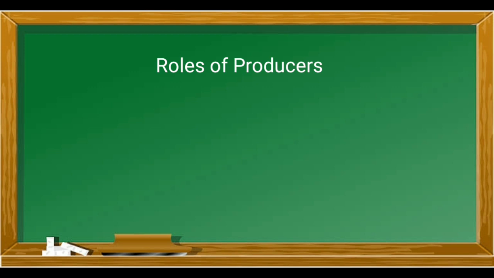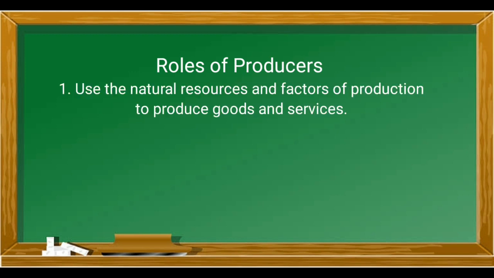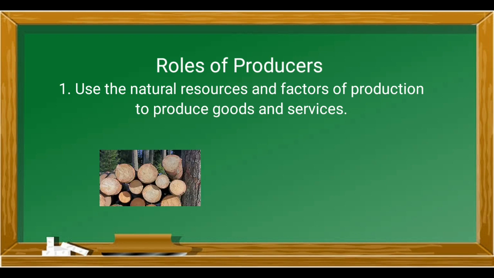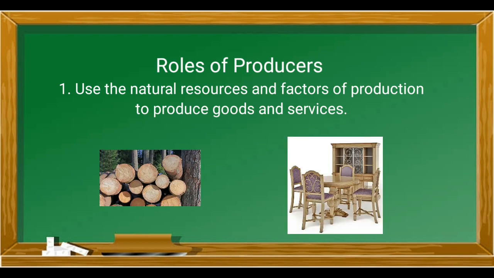Let us discuss each role, and let's start off with number 1. Use the natural resources and factors of production to produce goods and services. As producers, we need resources to make goods, right? So example, we need wood to make furniture like chairs and tables. Our natural resources are the things that come from the environment.